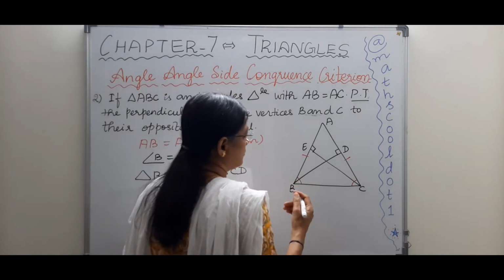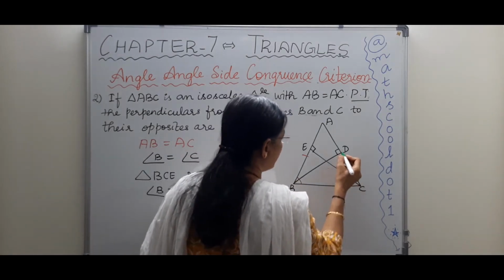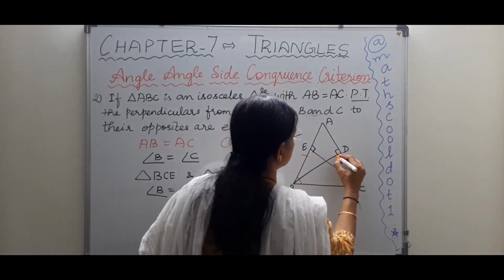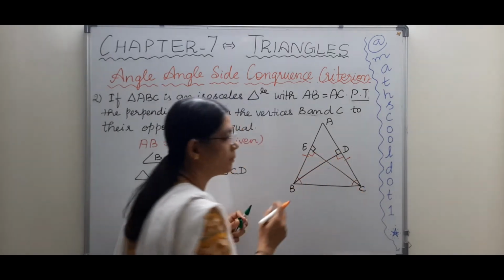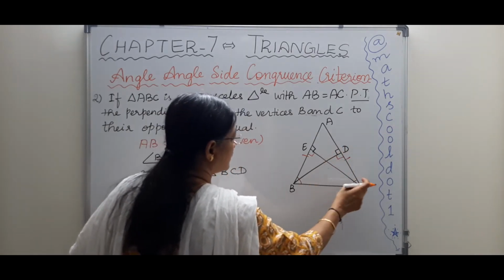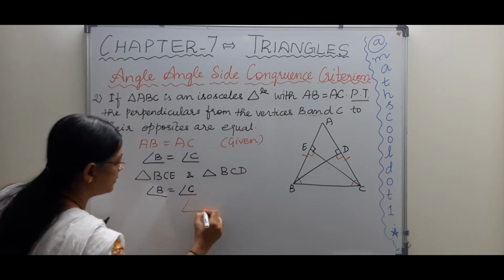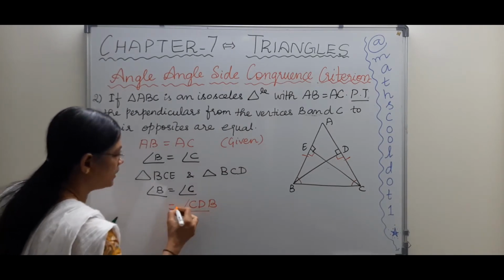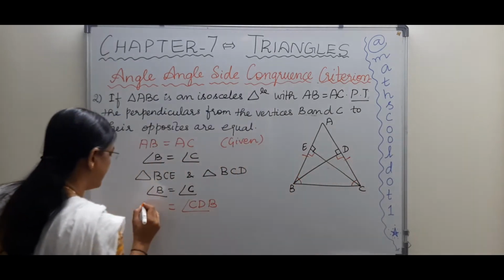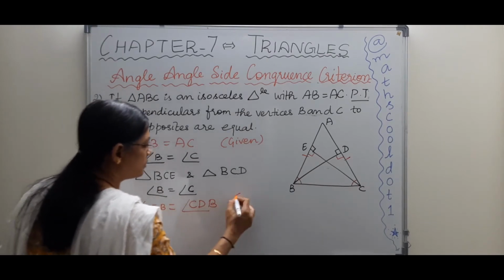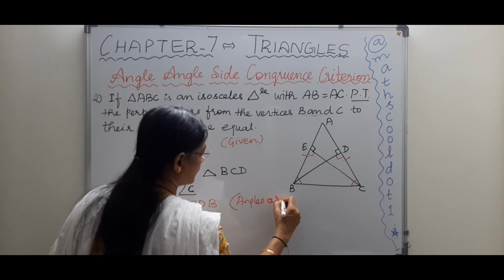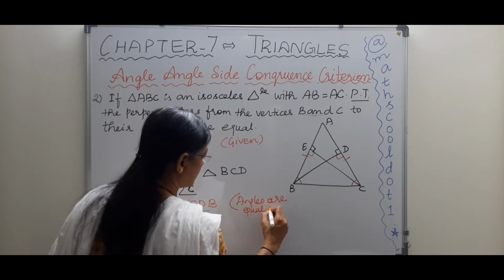The next one comes, see, in BCD and BCE, we have this to be 90 degrees. See, if this is 90, this is also 90, because they are perpendiculars, right? So angle CDB will be equal to angle CEB, right? Angle CEB, because both of these angles are equal to 90 degrees, right?